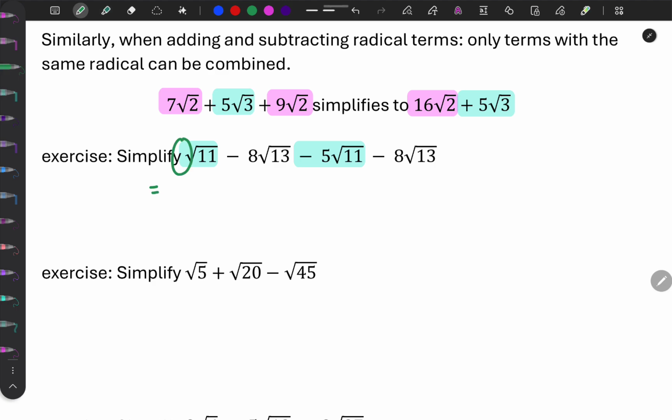If there's no coefficient in front, what number do we presume is there? Yes, 1. So we'll do 1 minus 5, giving us a coefficient of negative 4 and then root 11. We can do something similar with our other two terms since they both have a root 13. We have minus 8 root 13 and minus 8 root 13. We combine the coefficients and get minus 16 root 13. And as neither of those radicals can be simplified further, that's actually as simplified as we can get.